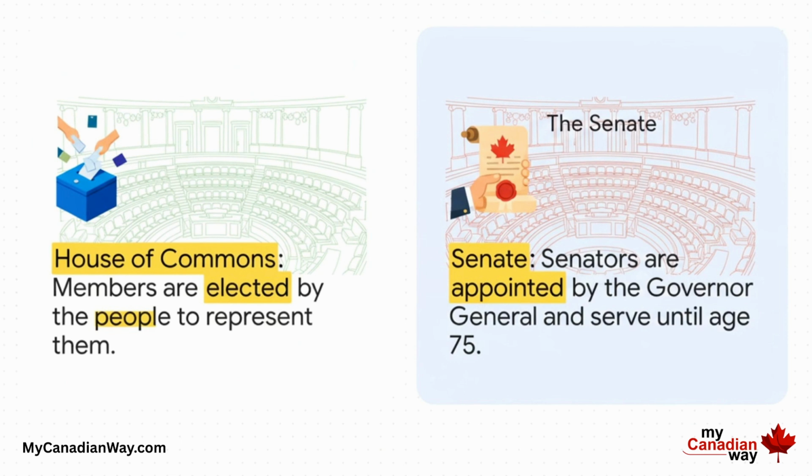They're there to represent us, the voters. But the Senate is different. Senators are chosen, or appointed, and they usually keep their job until they are 75 years old. Their main role is to take a second look at new laws that are suggested by the House of Commons to make sure they're good for Canada.